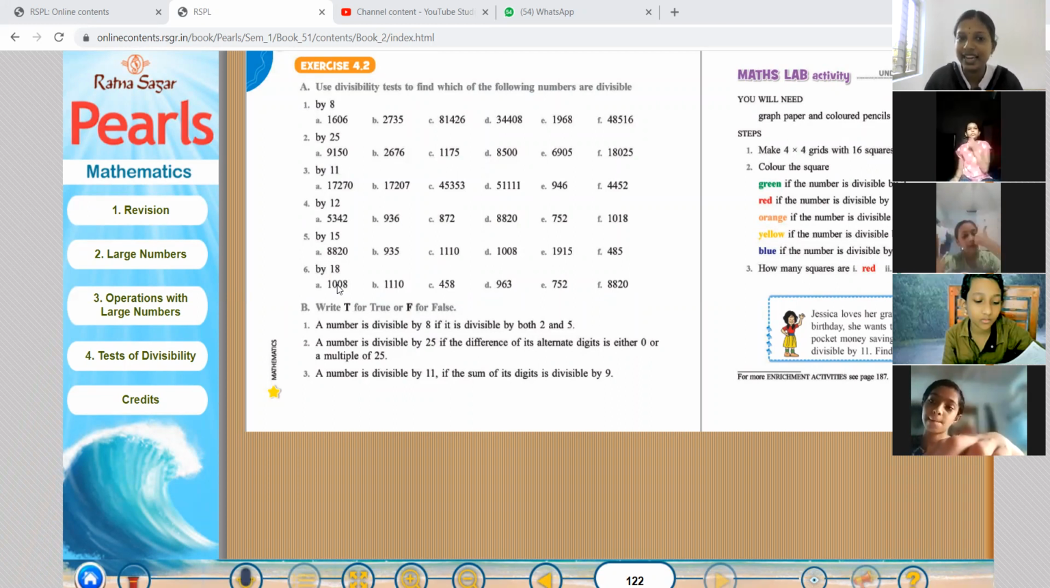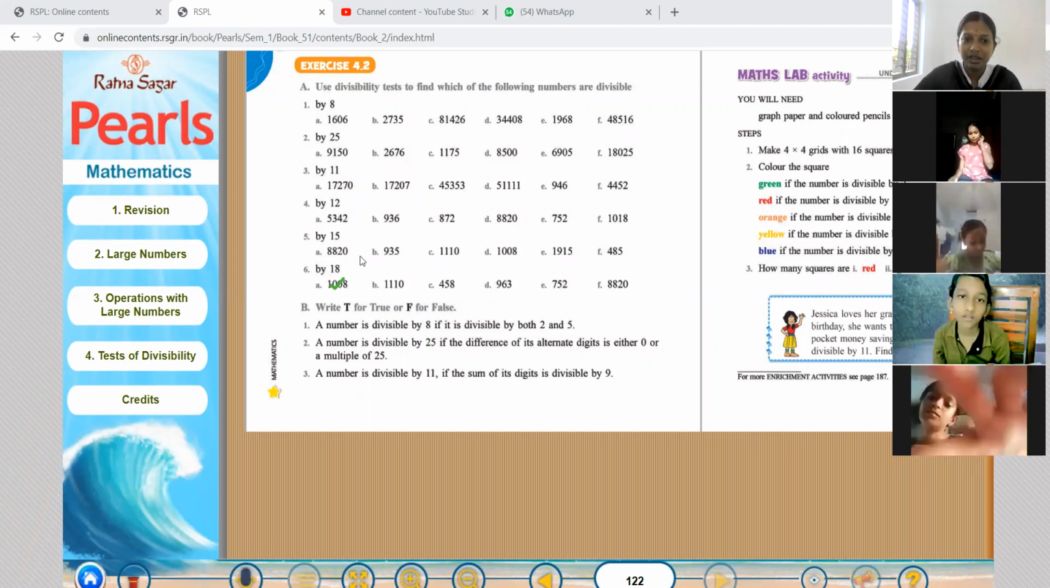Then what can we say here? The number is divisible by 18. So, the number 1008 is divisible by 18.